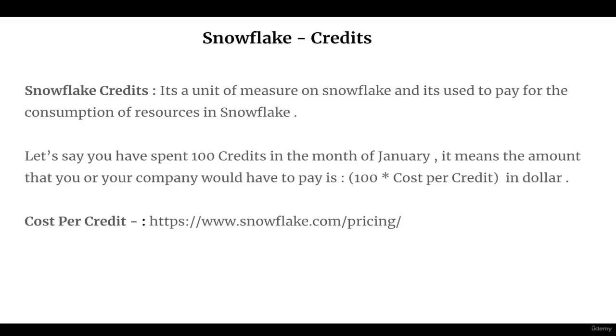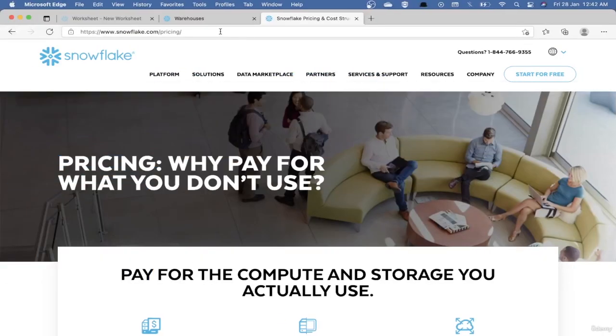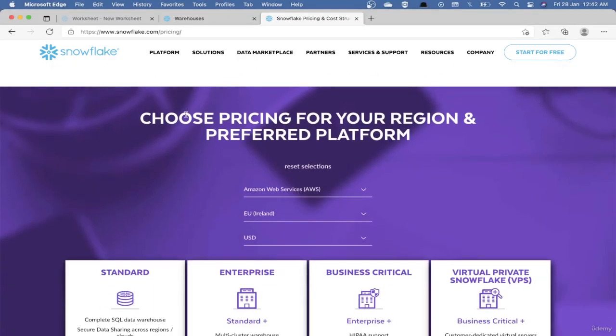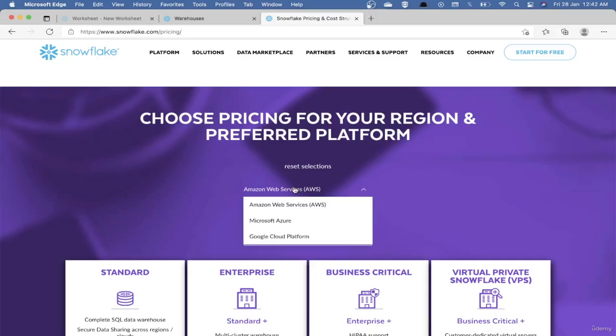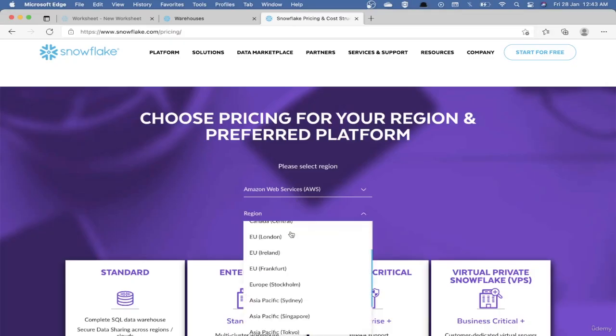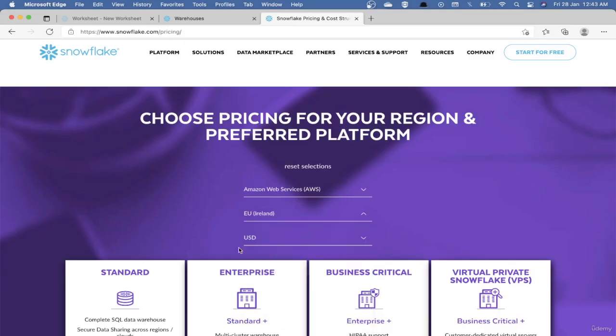Now, in order to get the value of this cost per credit, you got to visit this link. So let's go to this link and scroll a bit further down. In the section that says choose pricing for your region and preferred platform, you will have to select the cloud platform that you will be working with. In our case, it's going to be AWS, because you'll be working with AWS for the rest of this course. The region is going to be Ireland.